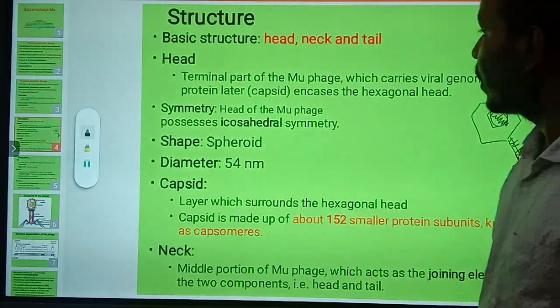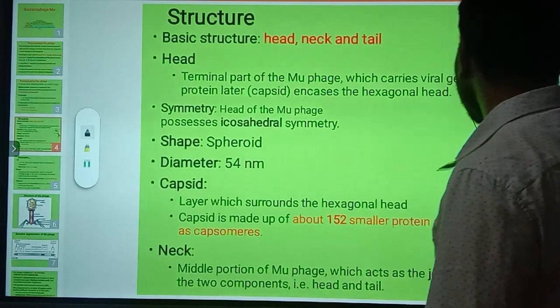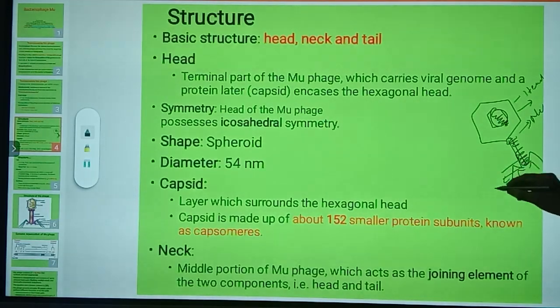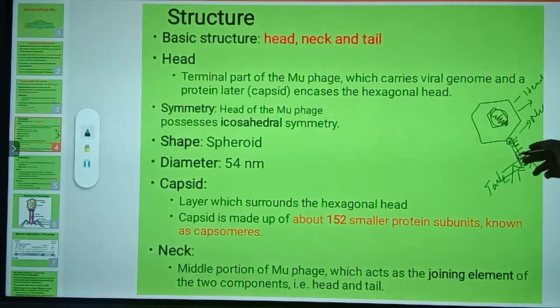This is somewhat the structure of bacteriophage mu. Basically, they have three basic parts: one is the head, another one is the neck, and this one is the tail. Sometimes this will also be considered as tail.